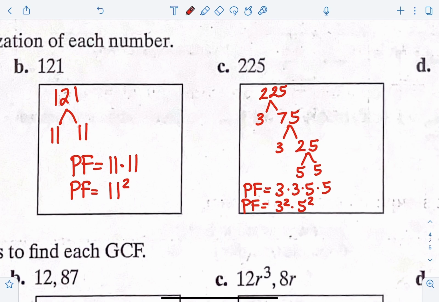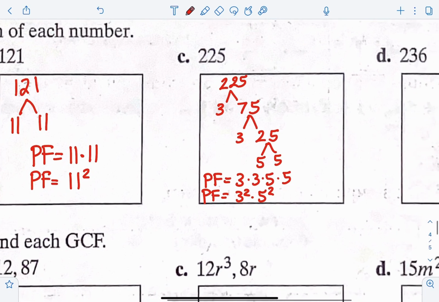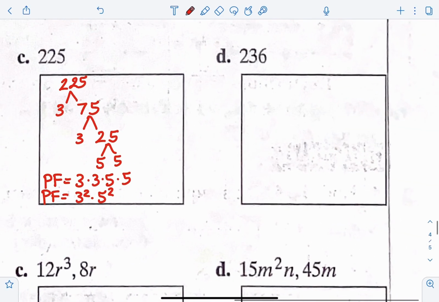All right, beautiful. So now if you got both of those correct, or if you didn't, hopefully you figured out where you were going wrong, let's try D. So go ahead and pause the video and do D, and then we'll come back and we'll all go over it together.